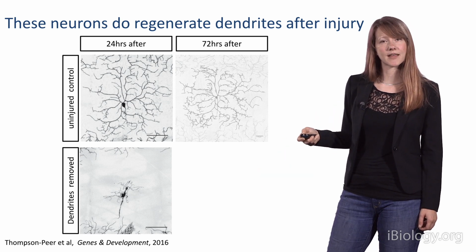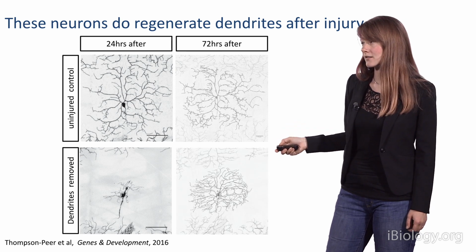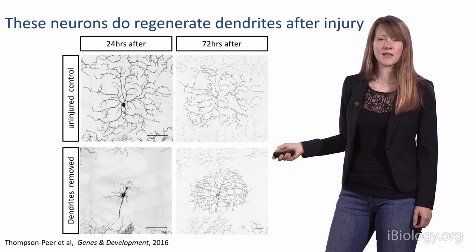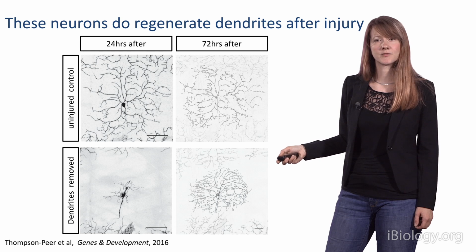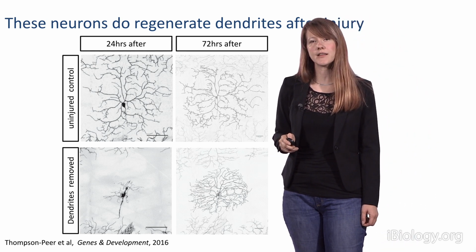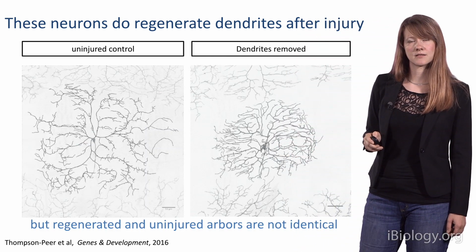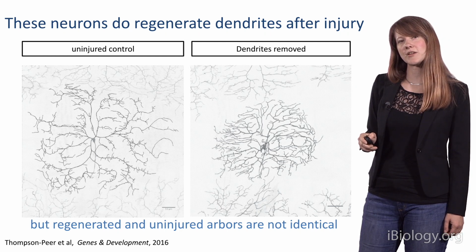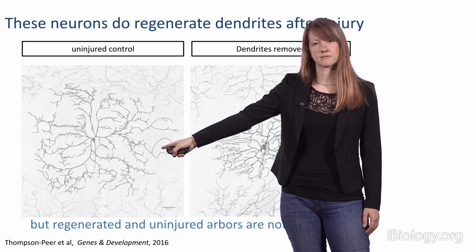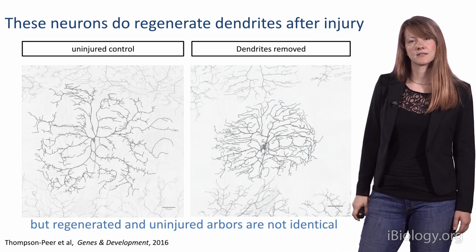So we come back 2 days later to see what happens. And this is what the neurons look like. And what we found is that they have a robust ability to regrow dendrites after all of their dendrites have been cut off, in agreement with a prior publication. But when you look a little bit closer at these uninjured and regenerated neurons, what you can see is that there are going to be some striking differences between what an uninjured neuron's architecture looks like and where the regenerated neuron is.